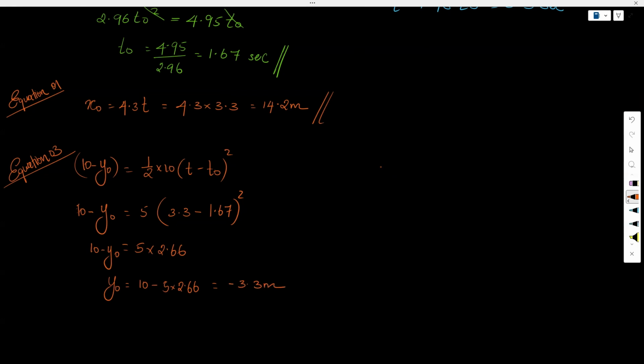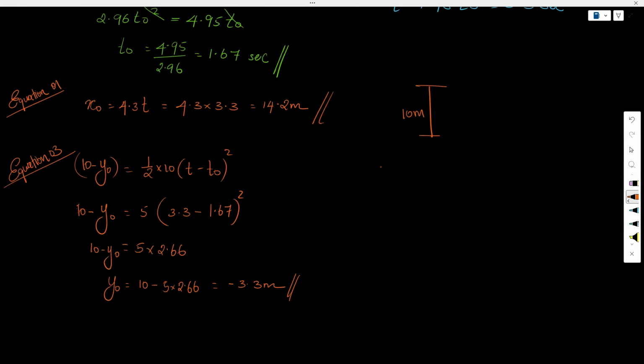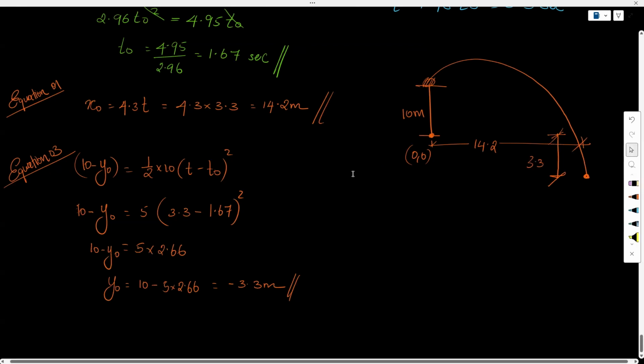So that is possible, right? Because we are throwing it from a height of 10 meters, and we are considering this as 0, 0. So they are going to meet somewhere here. So it is 14.2 horizontal, and from here, right?